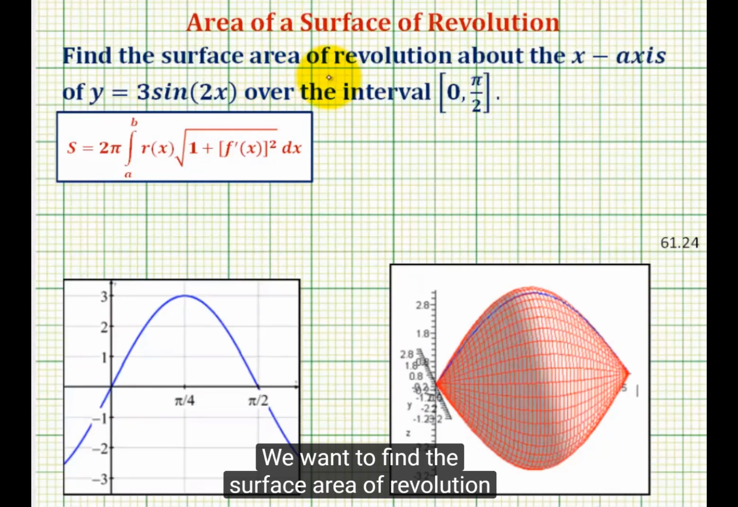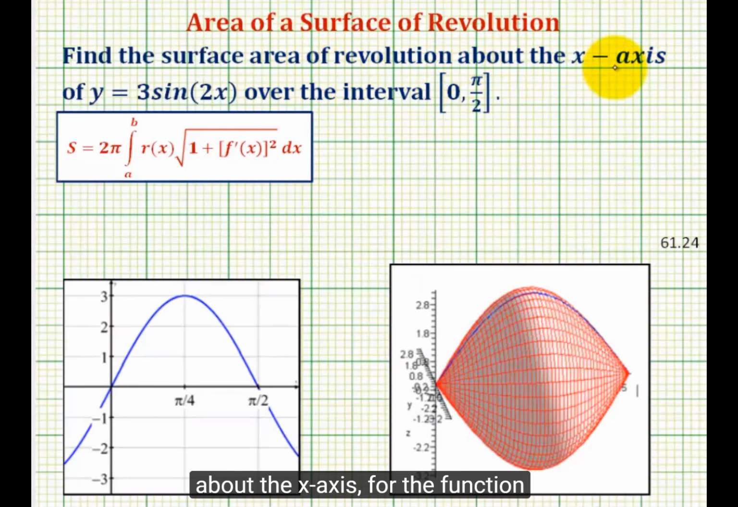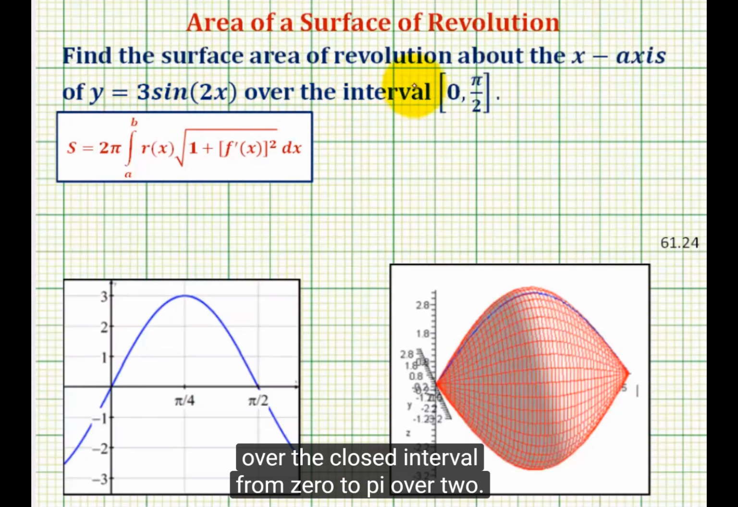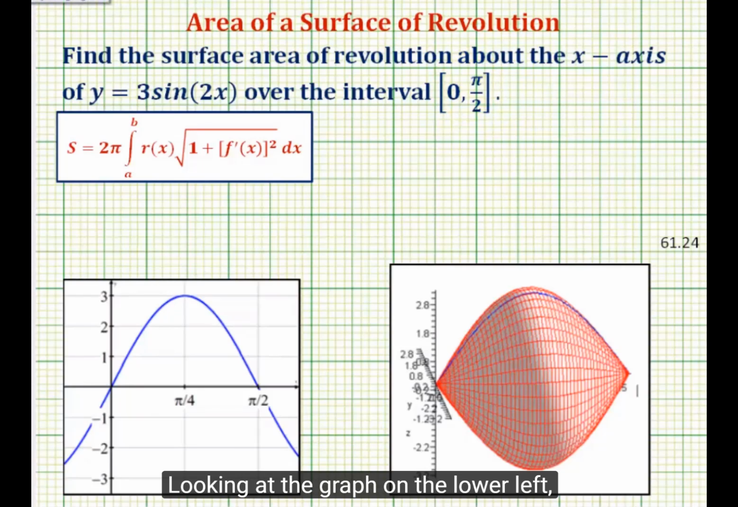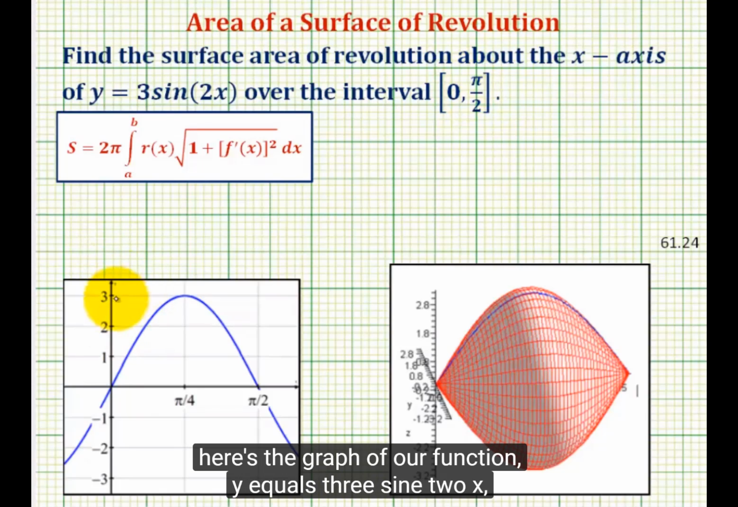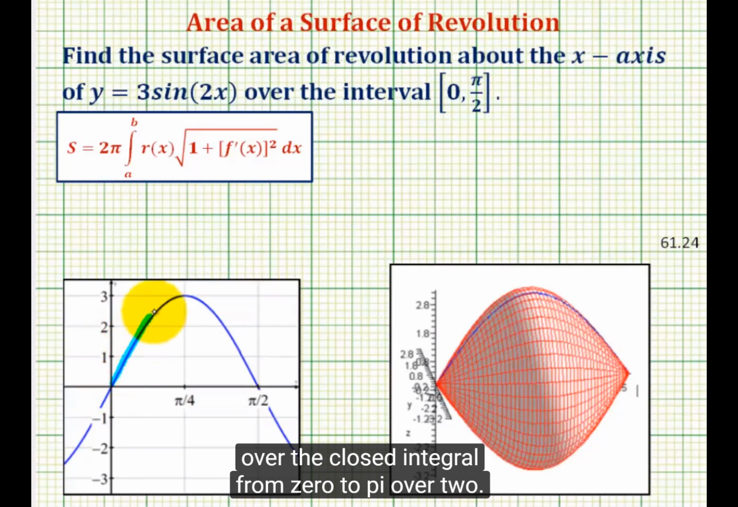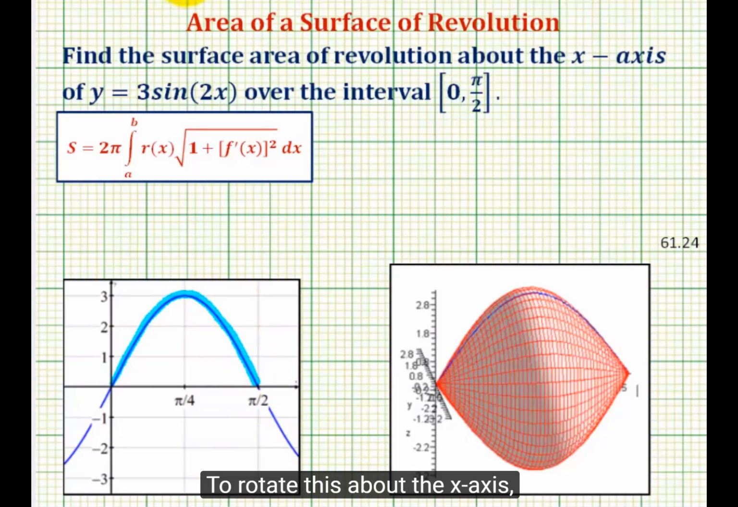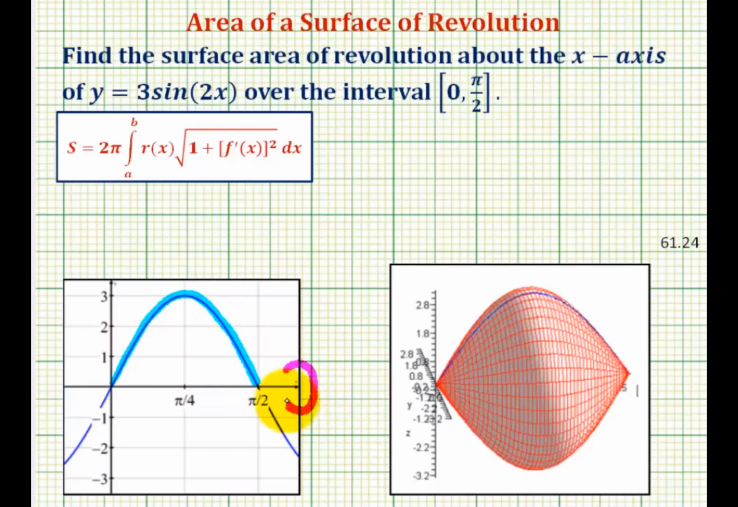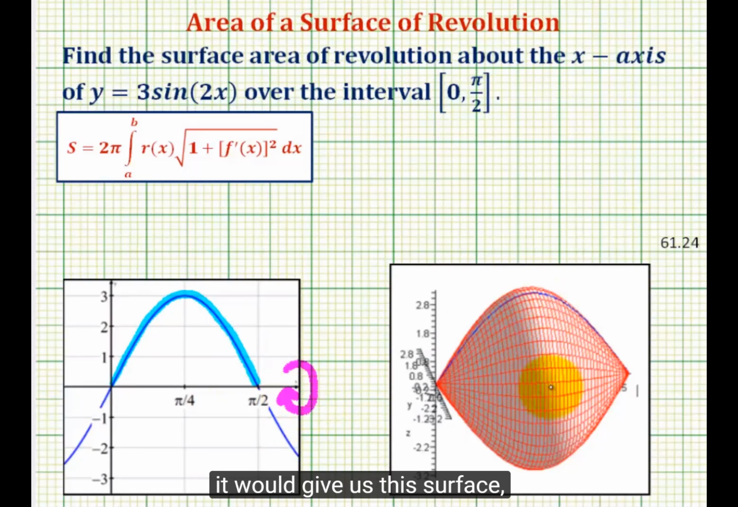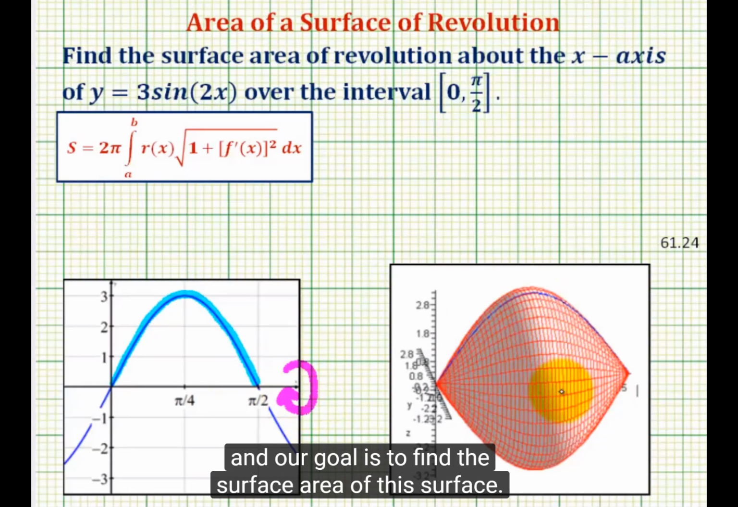We want to find the surface area of revolution about the x-axis for the function y equals 3 sine 2x over the closed interval from 0 to pi over 2. Looking at the graph on the lower left, here's the graph of our function y equals 3 sine 2x over the closed interval from 0 to pi over 2. If we rotate this about the x-axis, it would give us this surface, and our goal is to find the surface area of this surface.